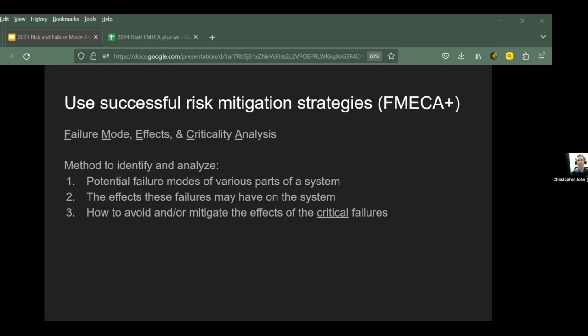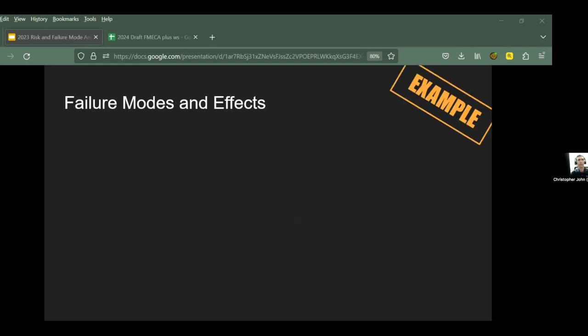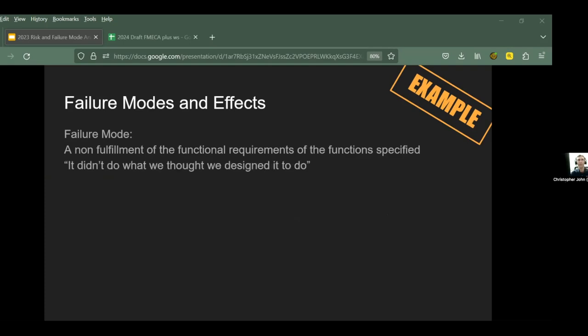Let's talk about defining the failure mode before we get to those critical failures. We are just about to do a breakout room, so make sure you've got your brain ready. A highly technical definition of failure mode is on the screen. This basically means that the thing you designed didn't get the job done.